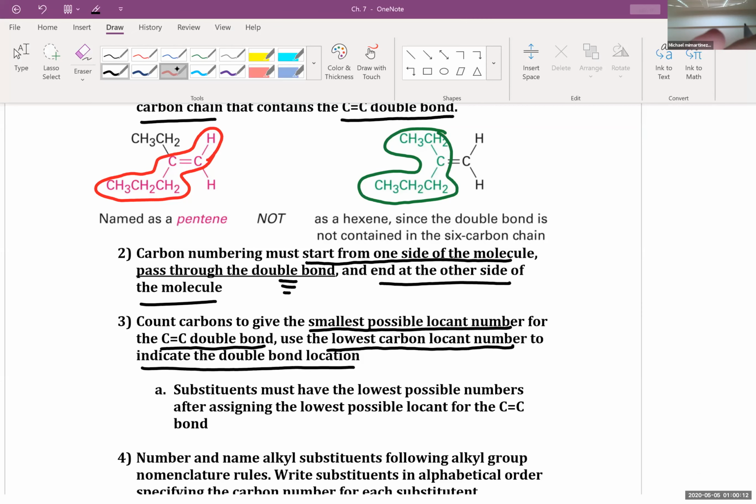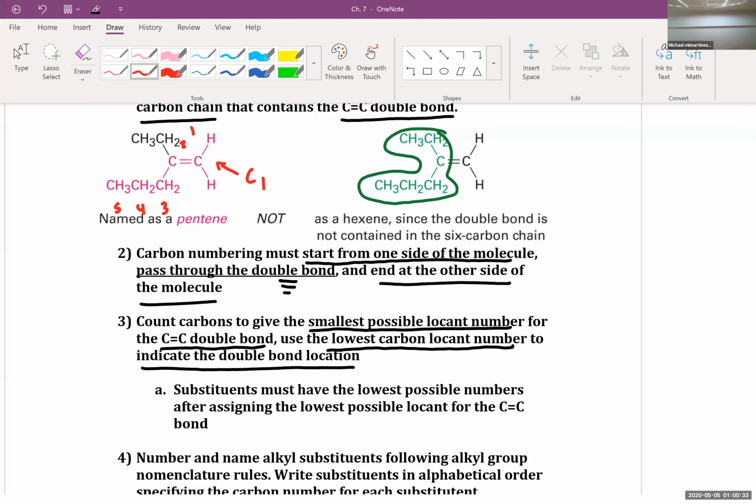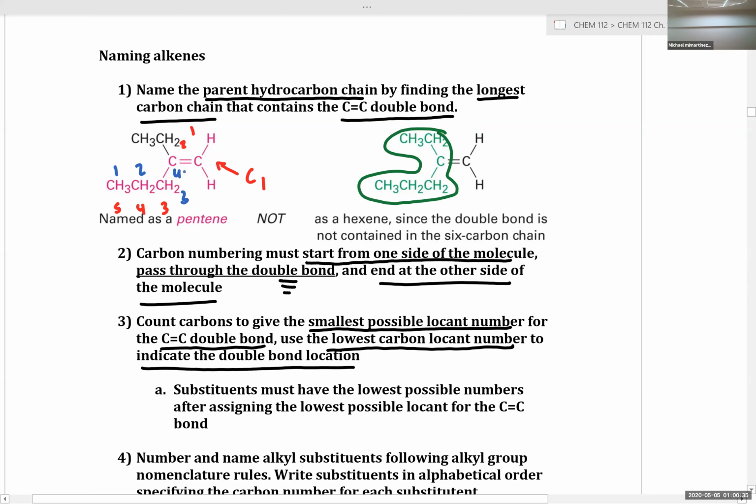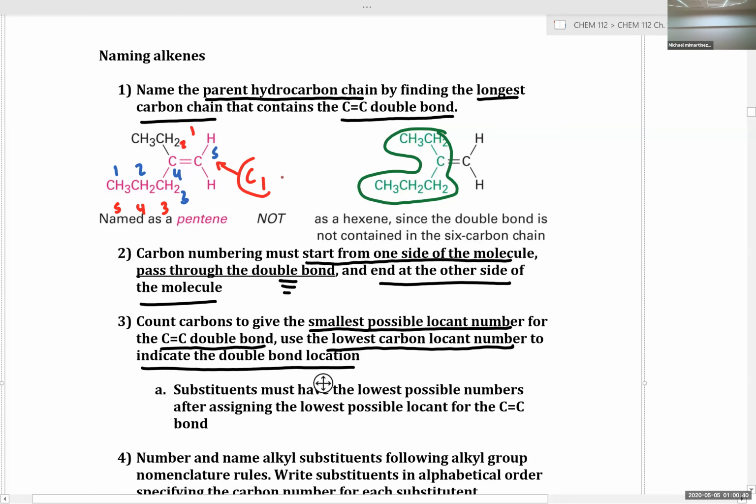So for example, in this case, we put our alkene location at carbon 1, counting 1, 2, 3, 4, 5, rather than 1, 2, 3, 4, 5. We want our alkene to have the smallest possible carbon locant number, so we number our alkene starting at carbon 1.